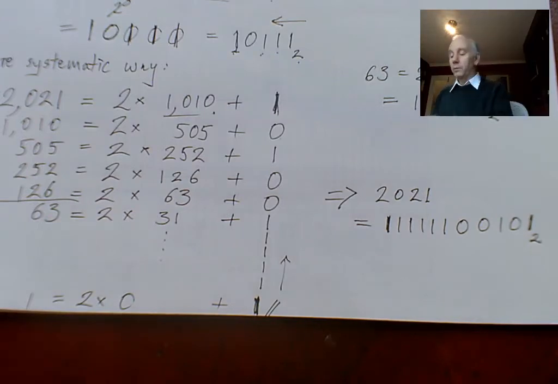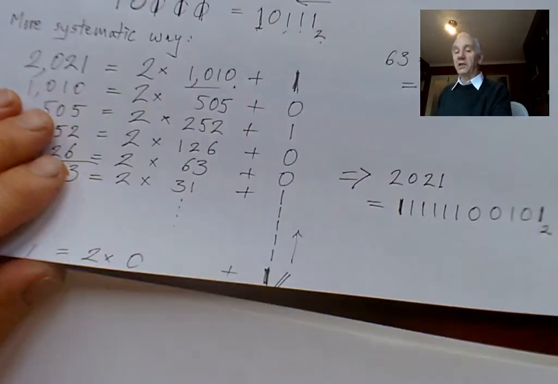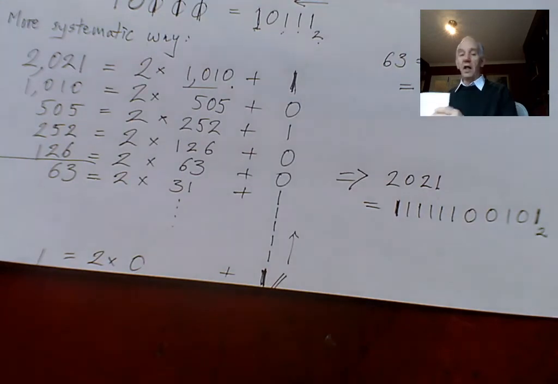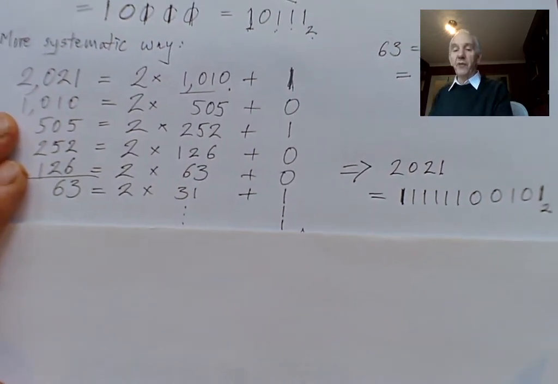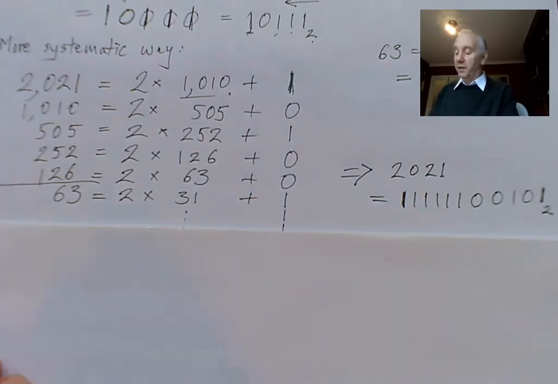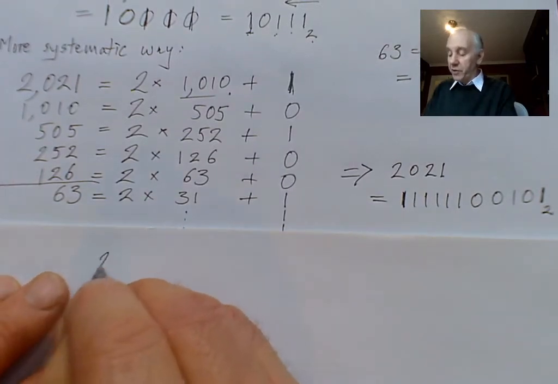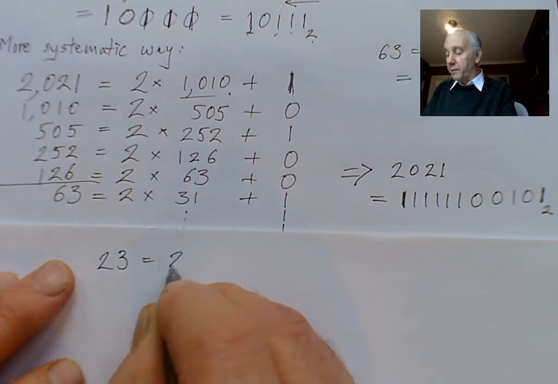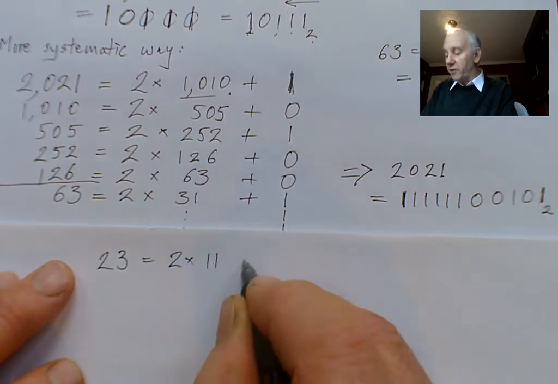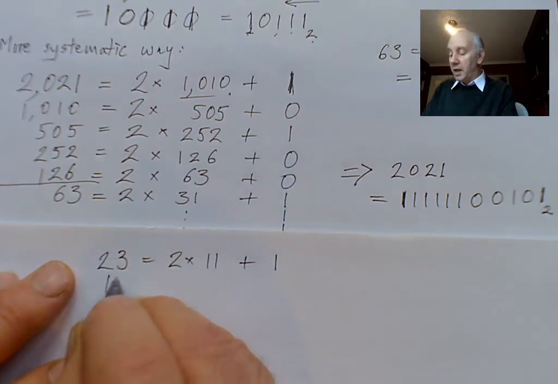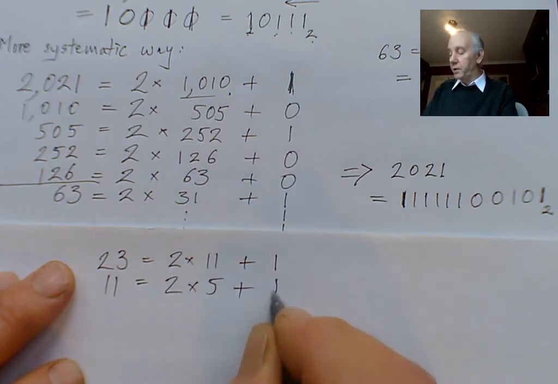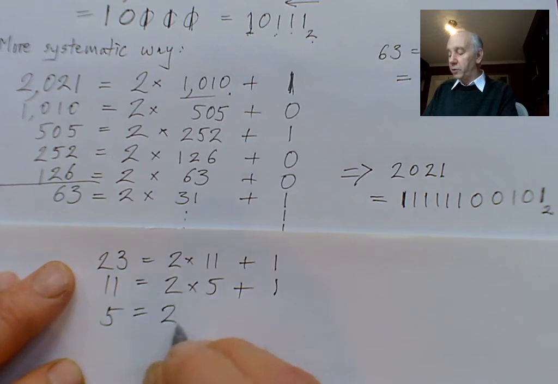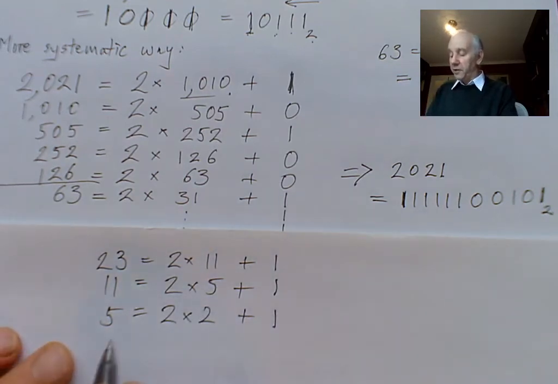Now, if that is not clear, let me just do the example of 23 using this systematic method, just to double check we understand the method. So 23, if we divide repeatedly by 2, it's 2 times 11 plus 1. 11 is equal to 2 times 5 plus 1. 5 is equal to 2 times 2 plus 1. Then we're getting to the end.